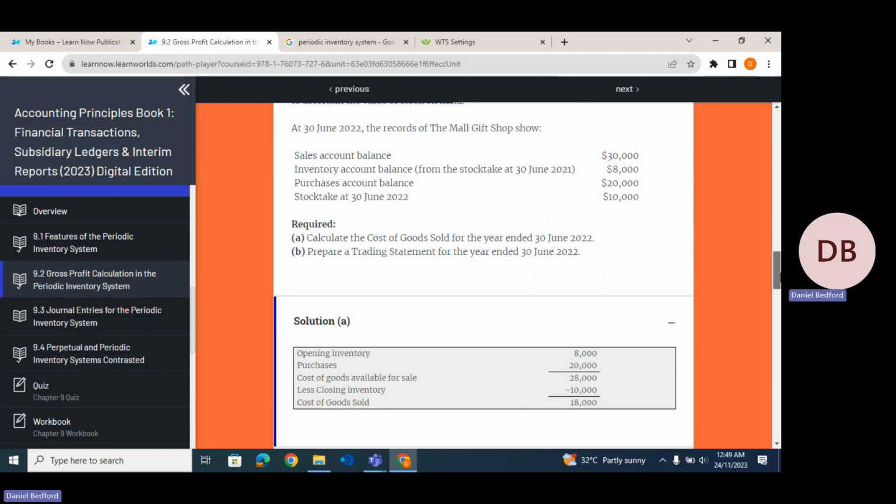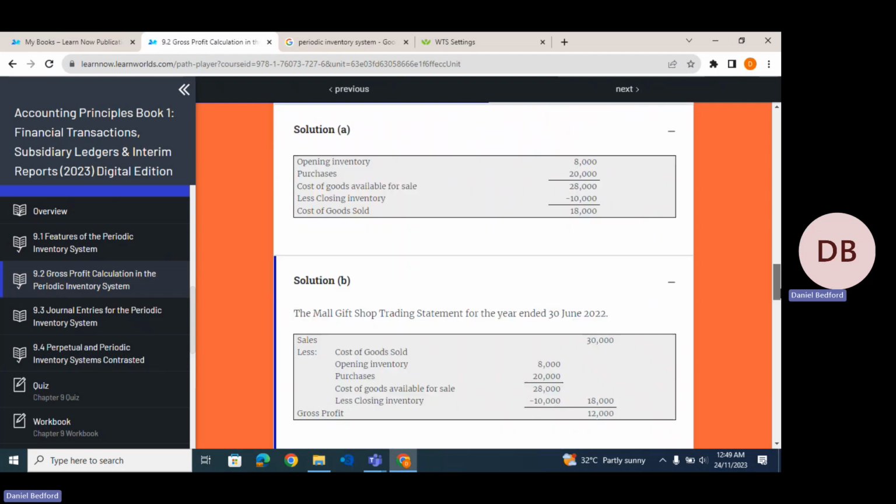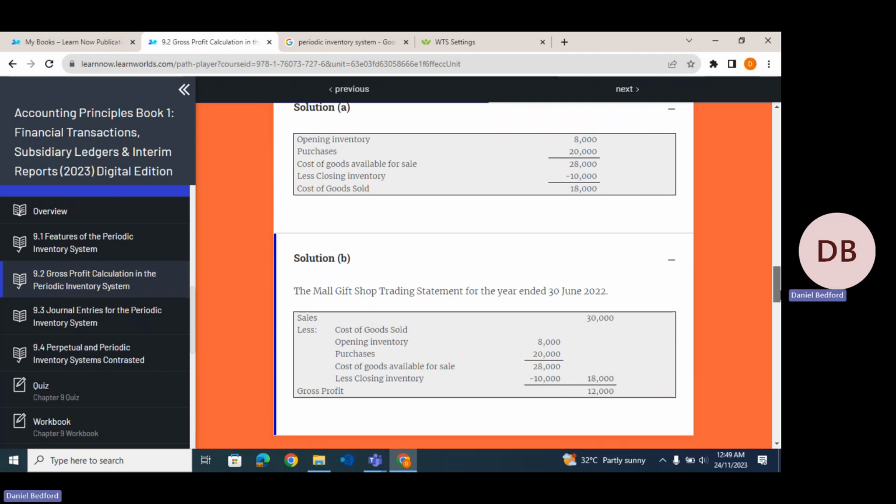I'm not going to elaborate too much further because it's quite a simple calculation. And then as for the trading statement, it's just sales take COGS equals gross profit. So not much difference there.